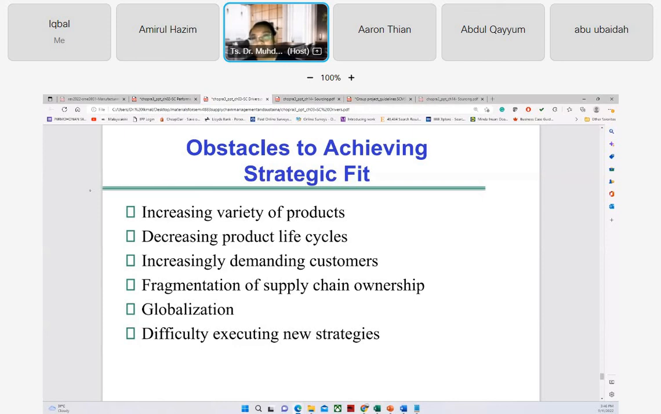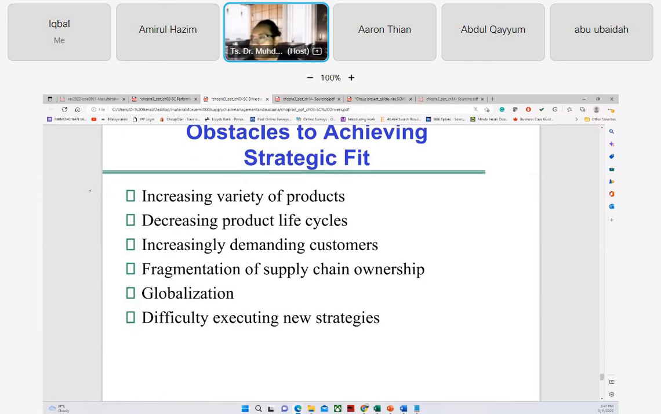Product life cycle means that it's not only the products, from the raw materials up to the product, which cannot go for service anymore. When you introduce a new product, you are shortening the life of the products that currently exist in the market. And then increasingly demanding customers. We are quite complex, right, in demanding something.